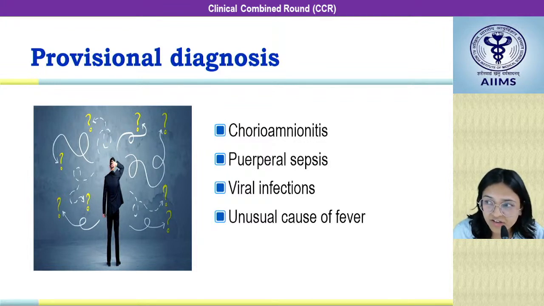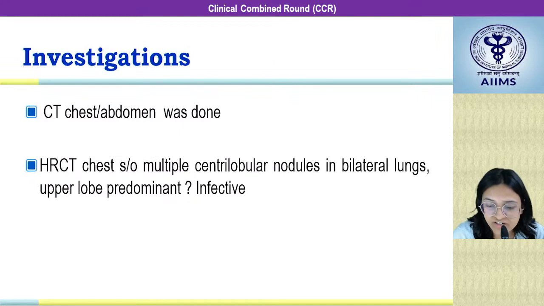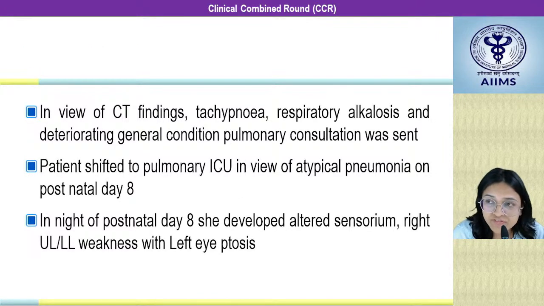So to rule out any unusual cause of fever, we did an HRCT for this patient, which was suggestive of multiple central lobar nodules in bilateral lungs, predominantly in the upper lobe. In view of CT findings, tachypnea, respiratory alkalosis, and deteriorating general condition of this patient, pulmonary consultation was sent, and she was shifted to pulmonary ICU in view of atypical pneumonia on postnatal day 8.